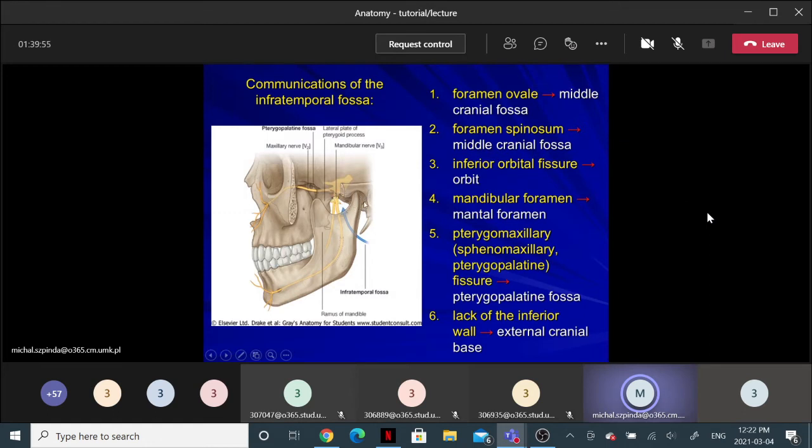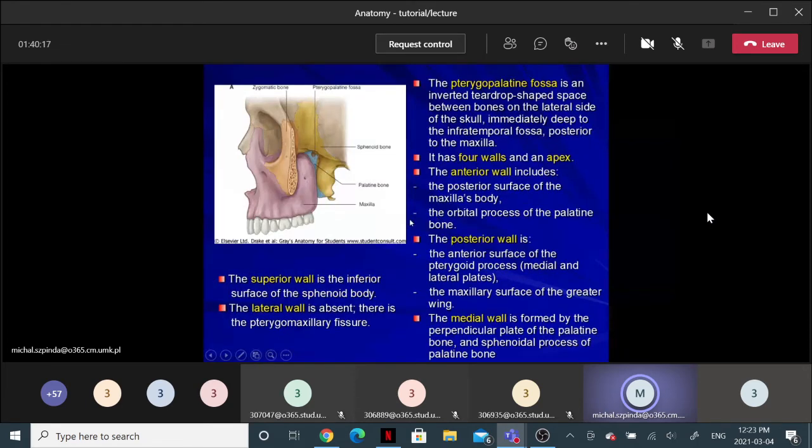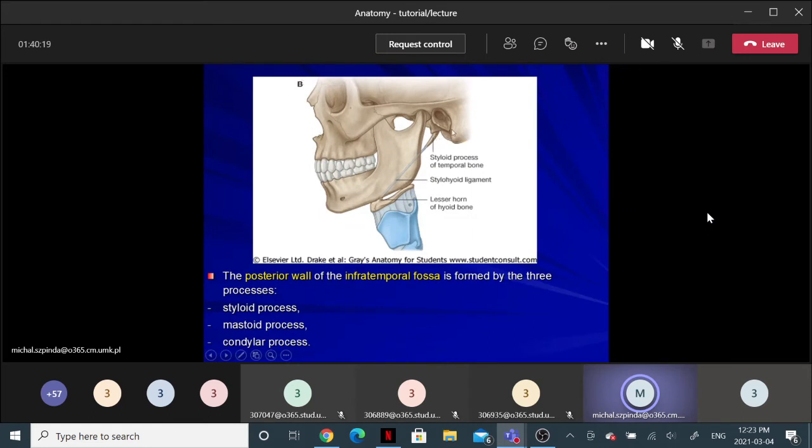From a topographical point of view, the whole temporomandibular joint belongs to the infratemporal fossa as well, because the posterior limitation of the infratemporal fossa refers just to these three processes. The posterior boundary is here, and the petrotympanic fissure is directly behind the temporomandibular joint.